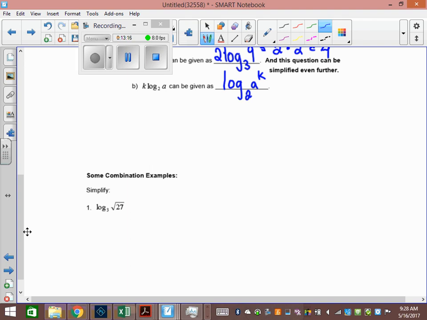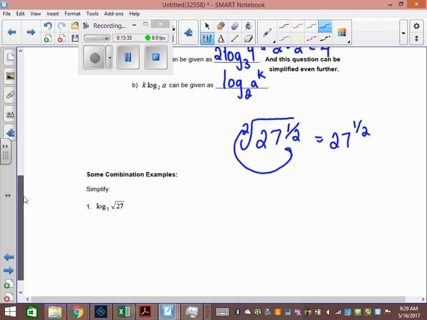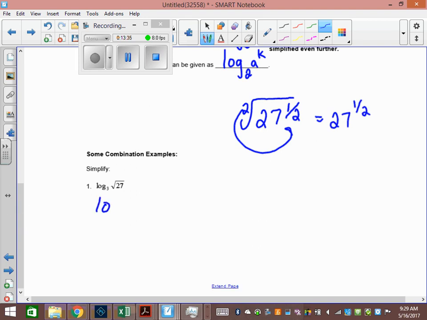Remember when I did this? It was like this, the square root of 27, when it doesn't have an index, it's a 2. What exponent is this 2 if it doesn't have an exponent? 1. And then how do we write the exponent? We just draw a line and we bring the index underneath. So it's the same as 27 to the half, right? So this is log base 3 of 27 to the half.